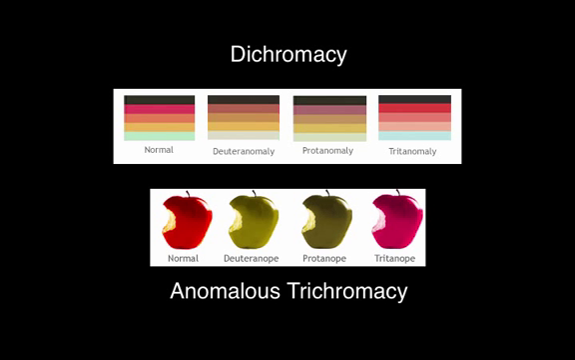protanomaly, deuteranomaly, and tritanomaly. Protanomaly is a deficiency affecting red retinal receptors, and deuteranomaly affects green receptors and is the most common type of color vision deficiency. These are both often referred to as red-green colorblind. Tritanomaly affects blue receptors and is often referred to as blue-green colorblind.